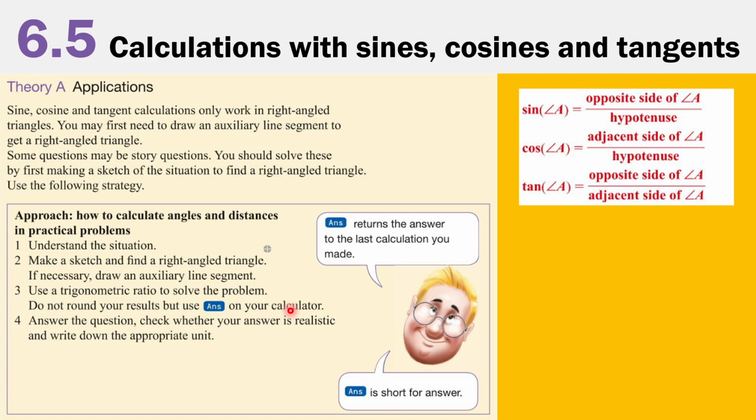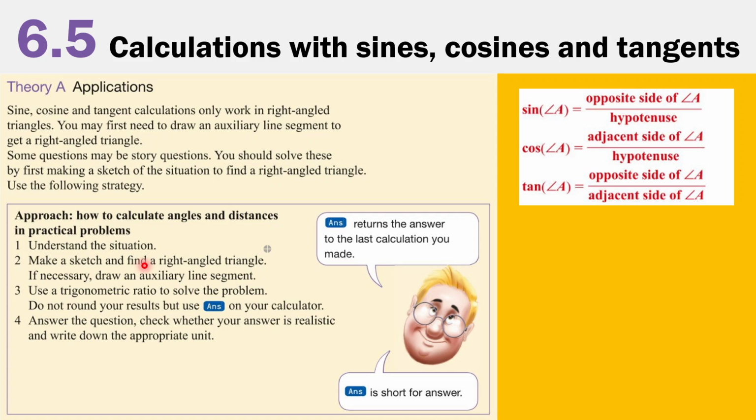This is just going to be sort of a summary of what you have done up until now, and we're going to ask the questions a bit more in so-called story questions. You should solve these by first making a sketch of the situation to find a right angle triangle. And they're going to give you some kind of approach strategy guides, right? So if you get questions like this, understand the situation. And let's take a look at it later, what they mean with that.